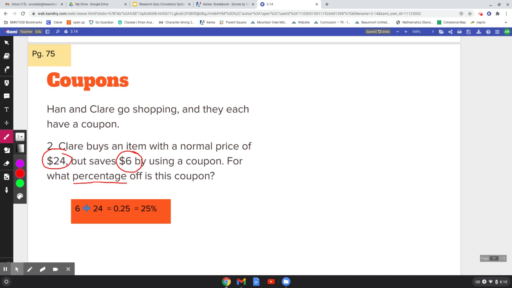So I would divide them the same way I showed you in the summary above. I would do 6 divided by 24, and I'd get 0.25. Remember, when you're converting a decimal to a percent, you move it over 2 to the right. So your answer for number 2 is 25%.